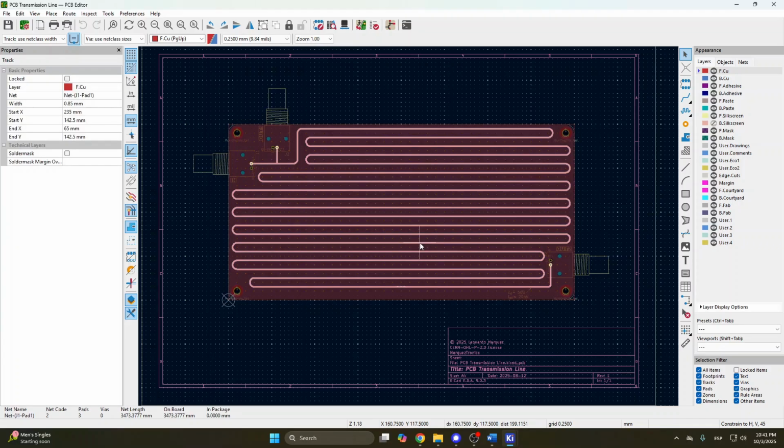Here I have highlighted the trace. Note that I have added a lot of wiggling around the board to achieve the greatest length as possible while keeping the board at a moderate size. In this case, I have managed to route a trace that is around 3.5 meters long in a board that is only 10 by 20 centimeters.